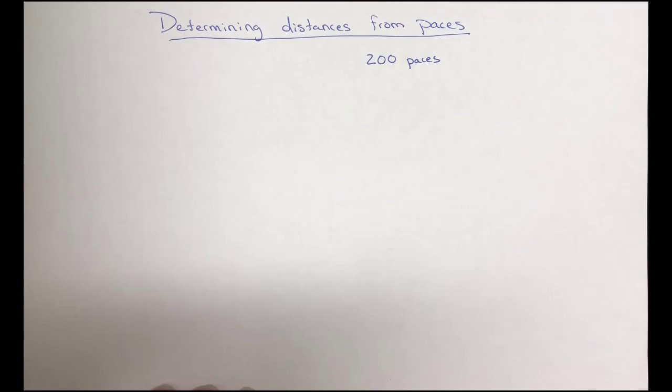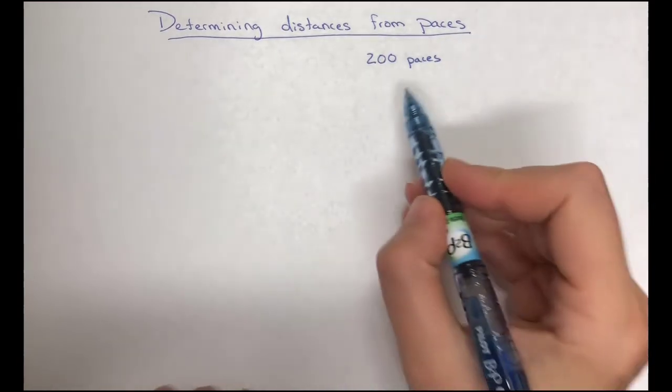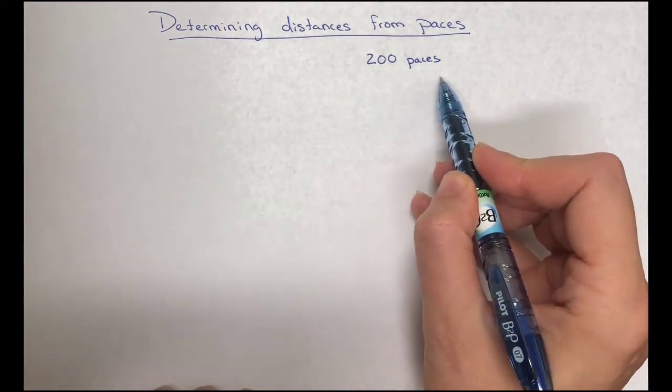So in this video, we're going to talk about determining distance from paces. Sometimes we're interested in knowing the distance between 2 objects, and we're out in the field and it either doesn't make sense to use a 50 meter tape, we don't need that accurate of a measurement, or something along those lines. So let's say that you're interested in the distance between 2 trees, or the approximated distance, and you go out and you pace between those 2 trees and you find that there's 200 paces between those 2 trees.